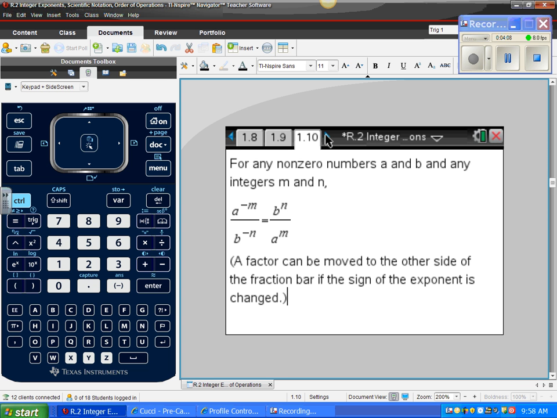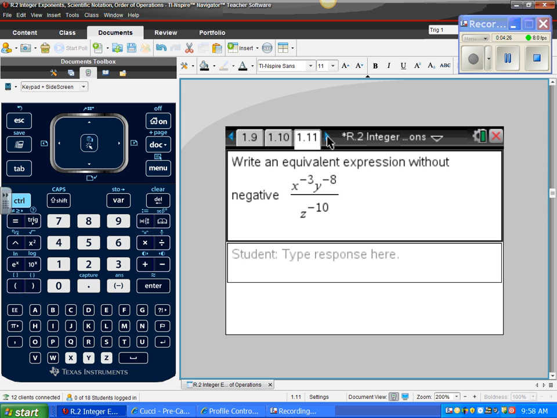All right, so for any non-zero numbers a and b, and any integers m and n, a to the negative m over b to the negative n is equal to b to the n over a to the m. A factor can be moved to the other side of the fraction bar if the sign of the exponent is changed. So we're going to write an equivalent expression without the negatives. So again, you're looking for your negatives. If you see a negative, you're going to move it to another spot. Okay? So where are we going to put x to the 3rd?